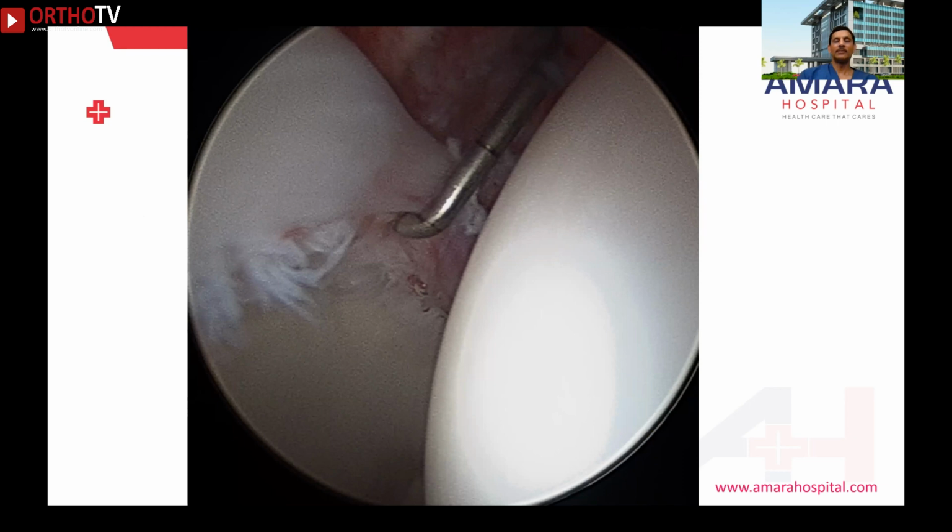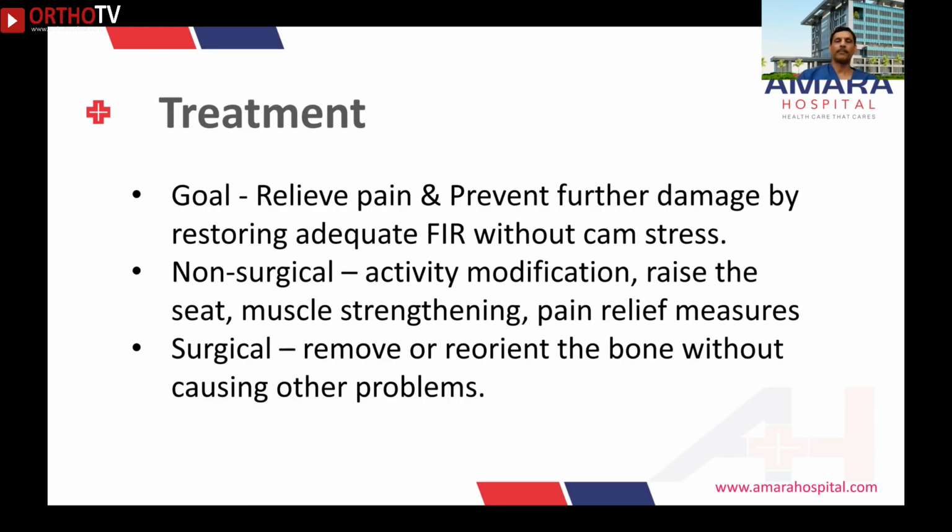Then my confidence increases because my first step in any surgery is diagnostic: the arthroscopic diagnosis, labral tear, with my clinical exam. Now I'm confident that exam findings correlate very well with intra-articular impingement pathology. So how do you treat impingement? The general goal is to relieve pain and prevent further damage by restoring adequate internal rotation for that hip. If somebody needs 20-30 degrees, you have to restore the 20-30 degrees and remove all cam. No cam should be left behind.